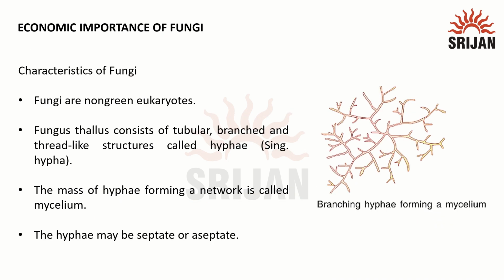Now, if we look at the characteristic features of the fungus, how does it look? The mushroom looks like an umbrella, whereas yeast is microscopic. But if we observe fungus carefully, they have thread-like structures. These thread-like structures are not easily visible to the naked eye. They are microscopic. So fungi are non-green eukaryotes. That means they have a nucleus and they lack chlorophyll or chloroplast. That is why they are non-green.